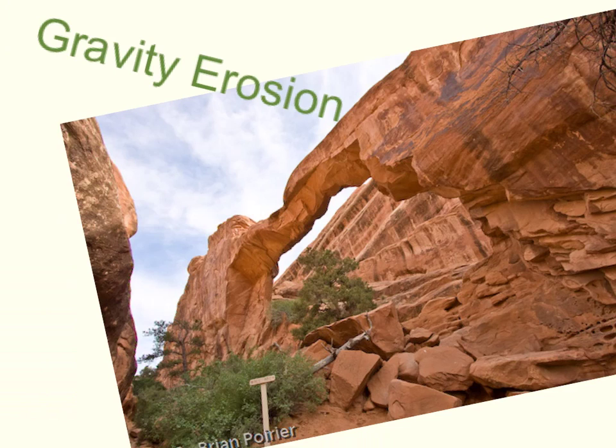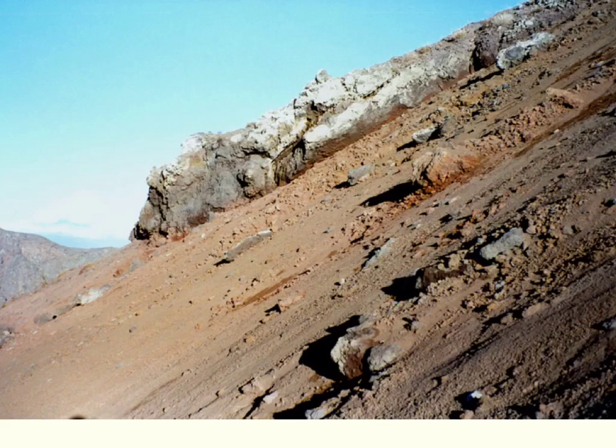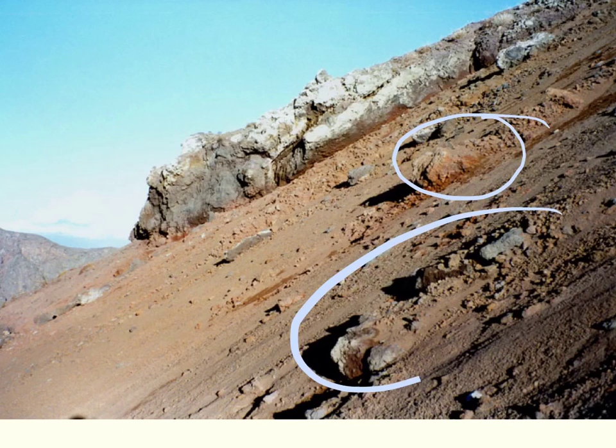Gravity erosion. Gravity erosion happens when the softer part of the rock gets pulled down by the gravity and falls onto the ground like this. In this picture, the gravity is pulling down these rocks to form a landslide at the bottom.